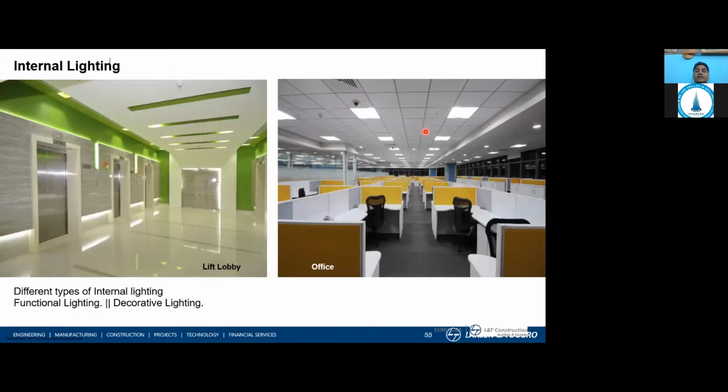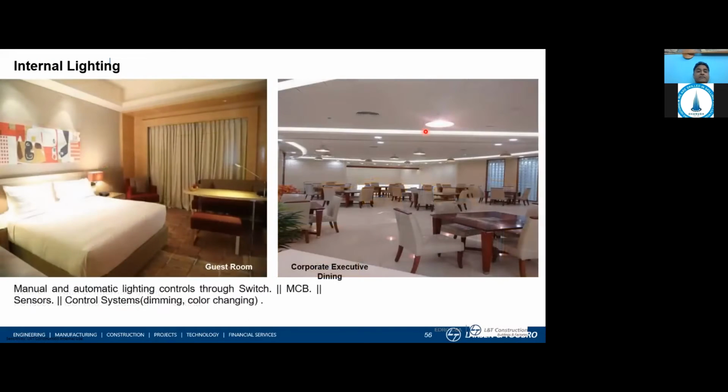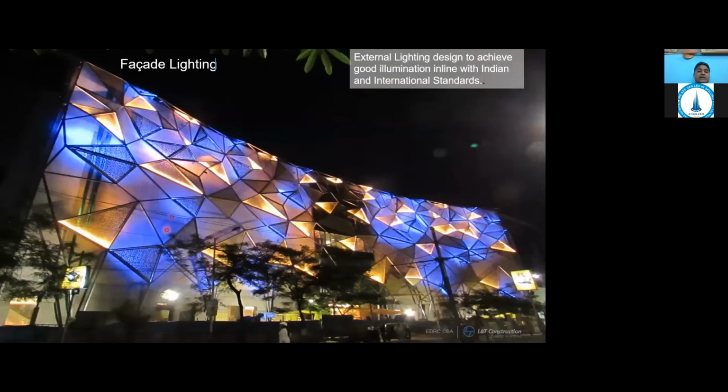And these are all the internal lighting, RCP coordination, office area, lift lobby, office area. This is inside a room, guest room, dining area. See the facade lighting here.